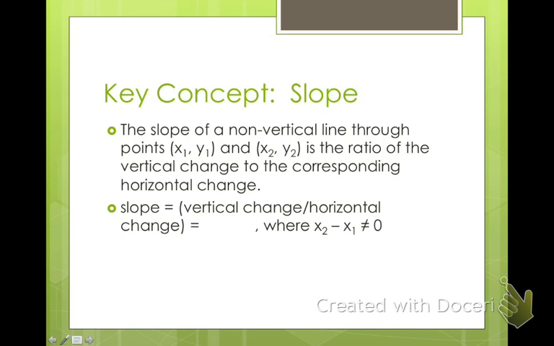Hopefully you remember that to find slope, you use this little formula right here. We have 2 points, x1, y1, x2, y2. You subtract y2 minus y1 over x2 minus x1, and that is your slope. That's how you find m in y equals mx plus b if you're given 2 points.